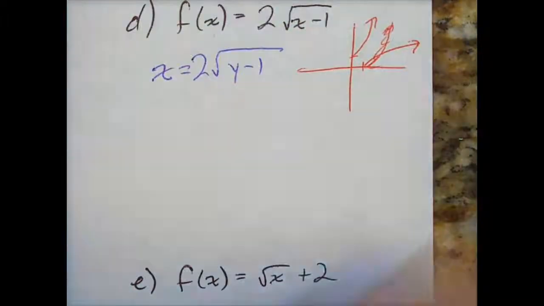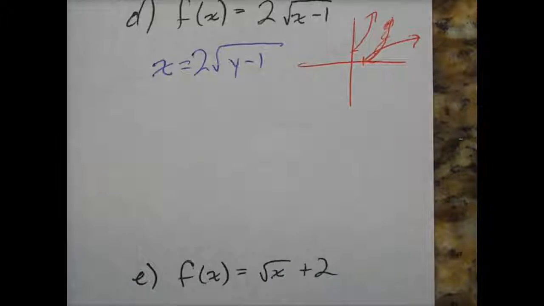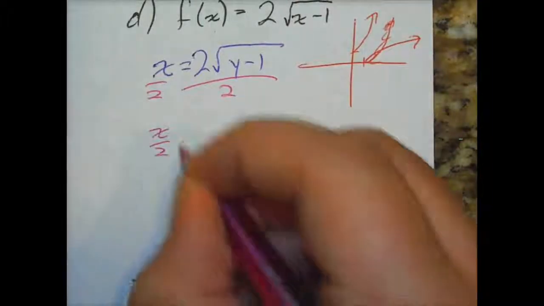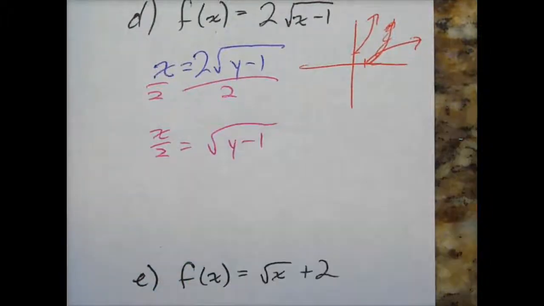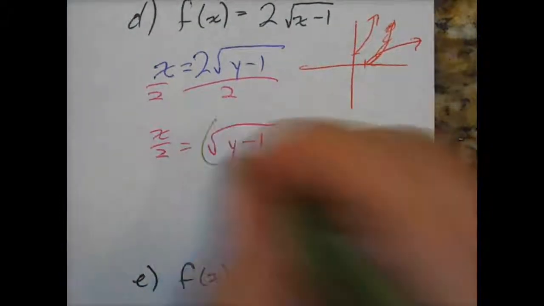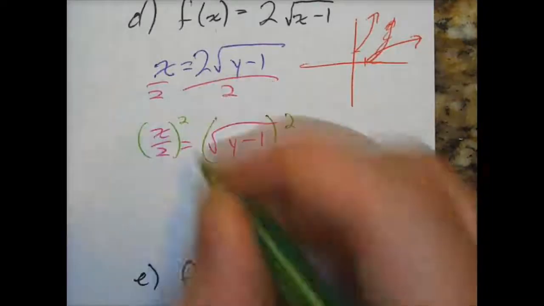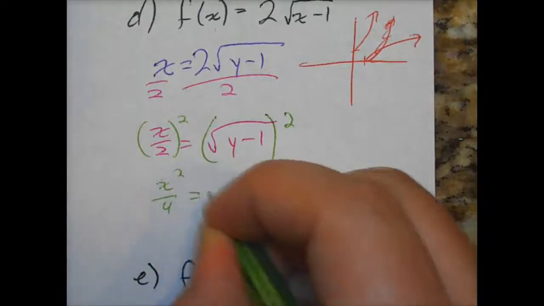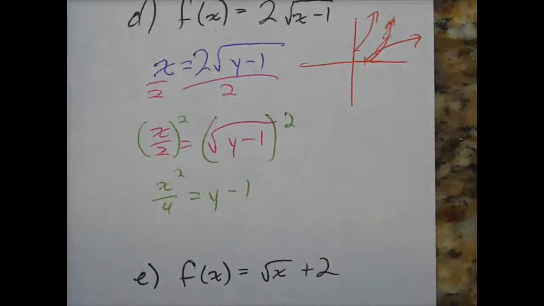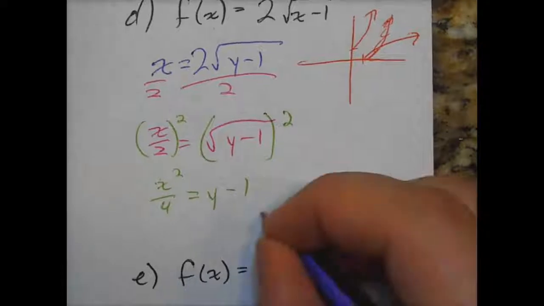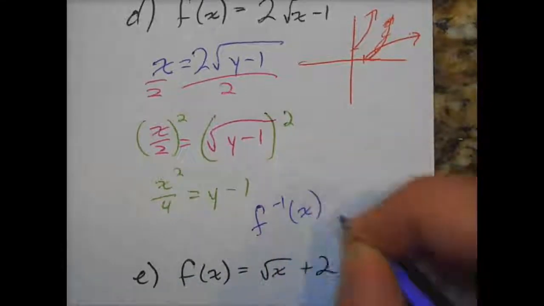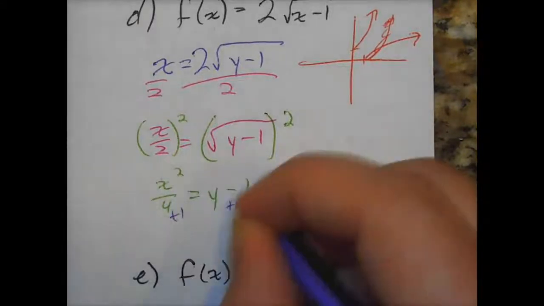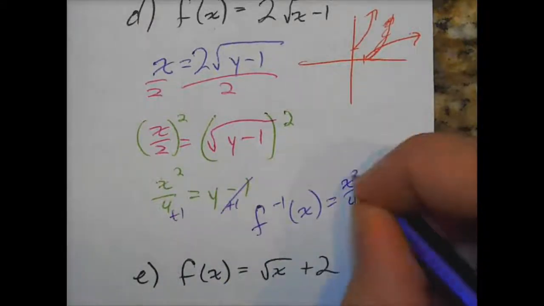Now I need to get y by itself. So the first thing we need to do is get rid of that 2 in front of my square root. So if I divide by 2 and divide by 2, I have x over 2 equals the square root of y minus 1. In order to get rid of that square root, we can square both sides. So I have x squared over 4 equals y minus 1. Now rewrite that using inverse notation. And I have f inverse of x equals x squared over 4, and add the 1 to the other side so that we have y by itself, so plus 1.